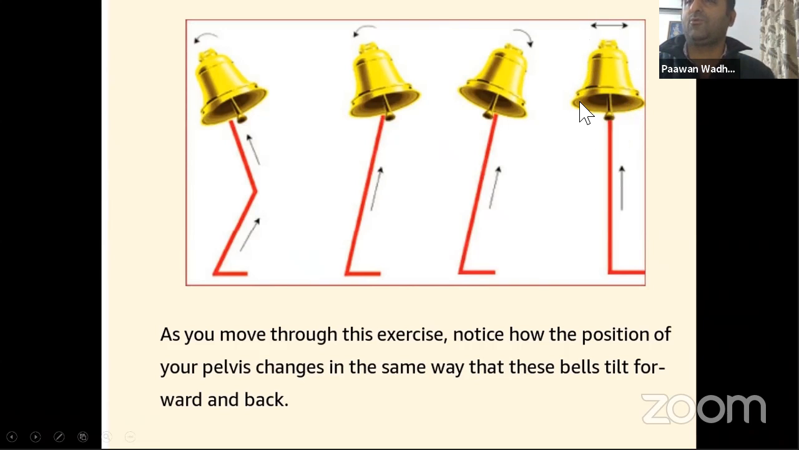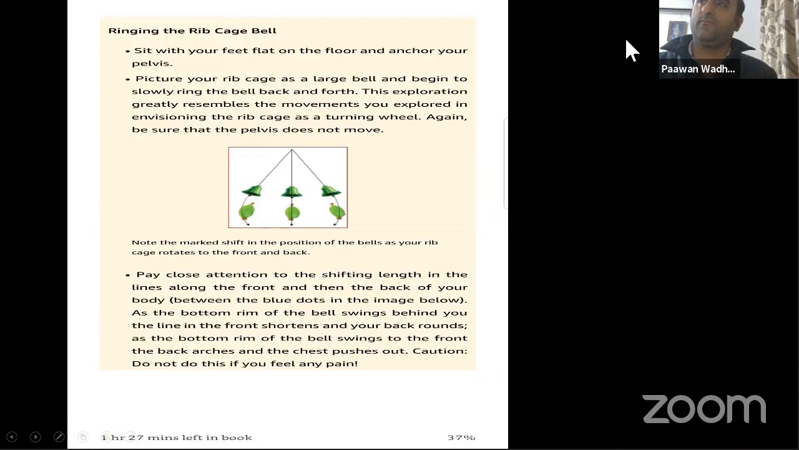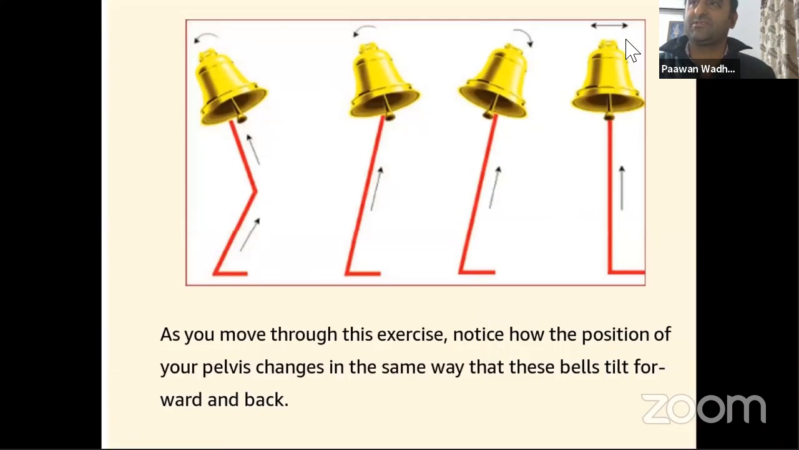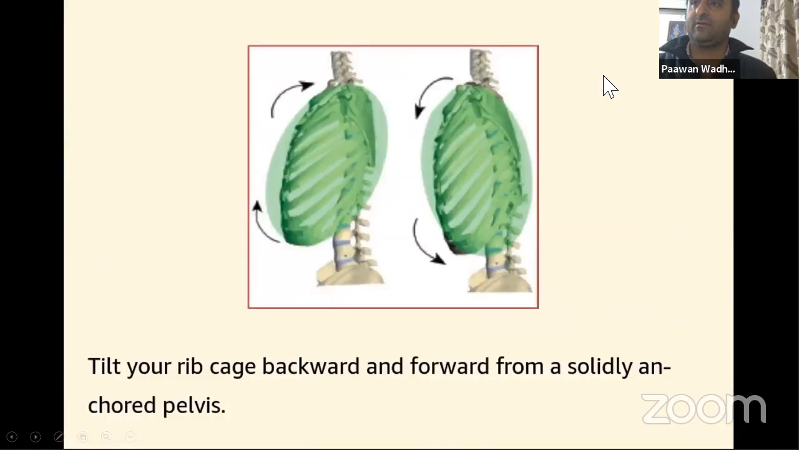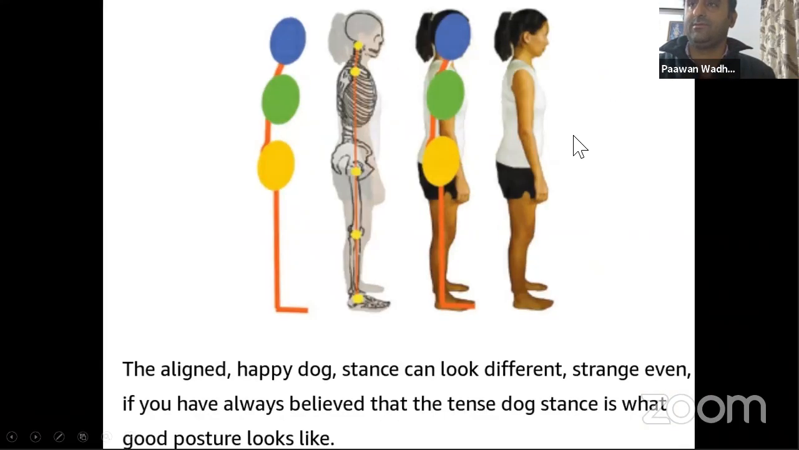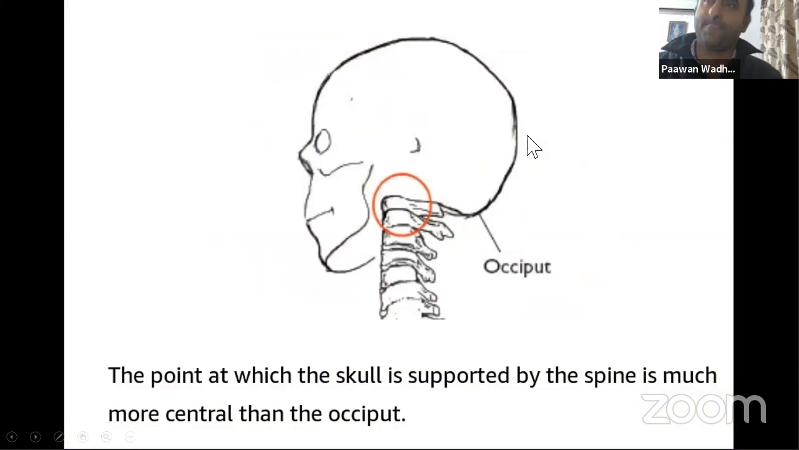So how to get this position? This is important. Which this position is this one. If you want to have this position, you should be standing like this. Once you're standing, all the three bells are in place, right?